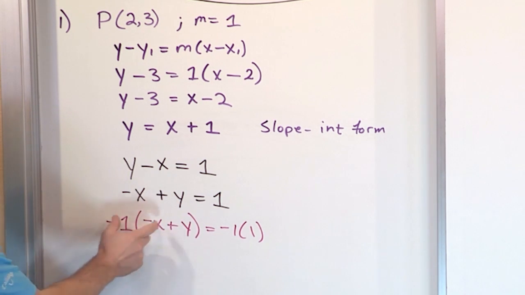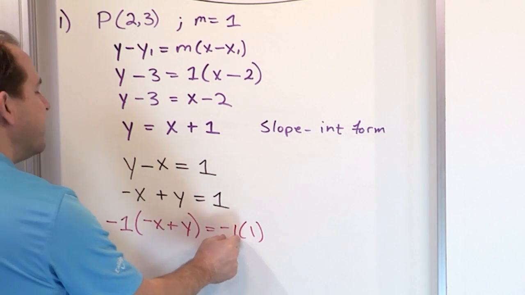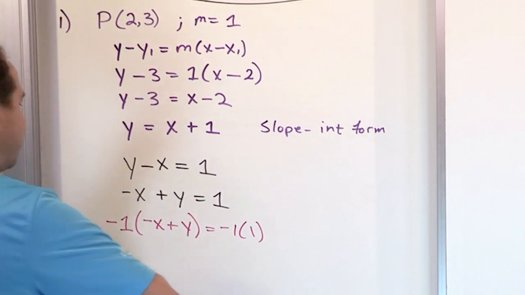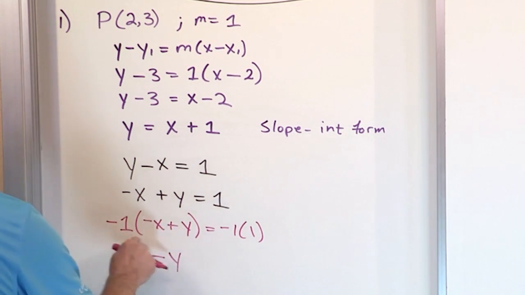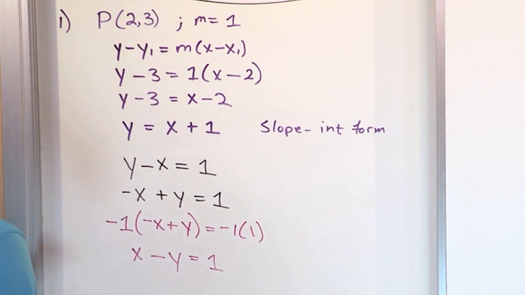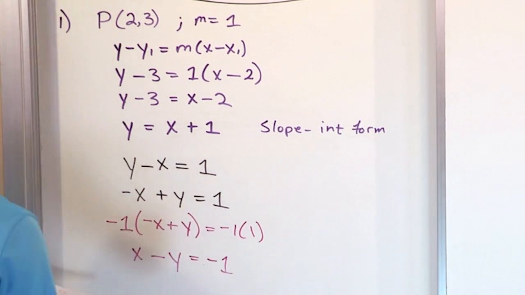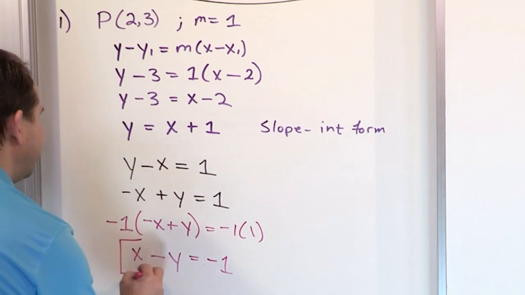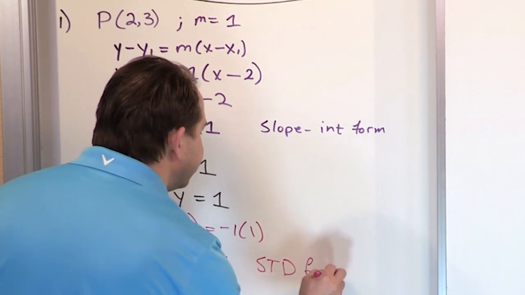So I'm going to multiply by -1, but when I do that, I have to multiply the whole thing by -1, which means I have to multiply the right by -1. So what I will get at the end of the day is x minus y equals, I'm sorry, not 1 on the right. It'll be -1, because negative times positive there. So this is the standard form.